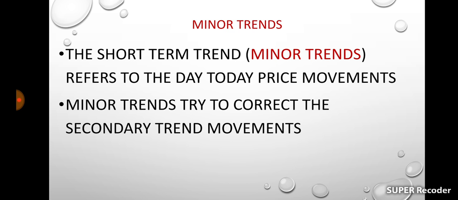And the last type of trend is minor trends. The short-term trend or minor trends refers to the day-to-day price movements. Minor trends try to correct the secondary trend movements, meaning it goes against the direction of the secondary trend. It's better for investors to concentrate on the primary or secondary trends rather than on minor trends.